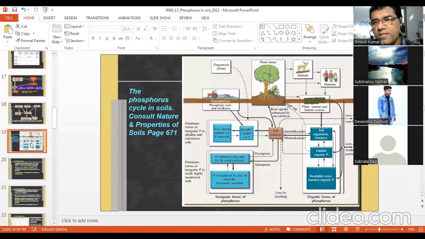But among all these cycles, I suggest you don't bother about what I am showing here. You consult the book of Brady and see page number 671. On page number 671, you will find the phosphorus cycle in soils. This explains it in a much simpler and better way. I hope you will see this phosphorus cycle in soil in the Brady book yourself, because from here you cannot see what is written on this picture. But this is a very simplified diagram. Everybody can understand the phosphorus cycle in soil.